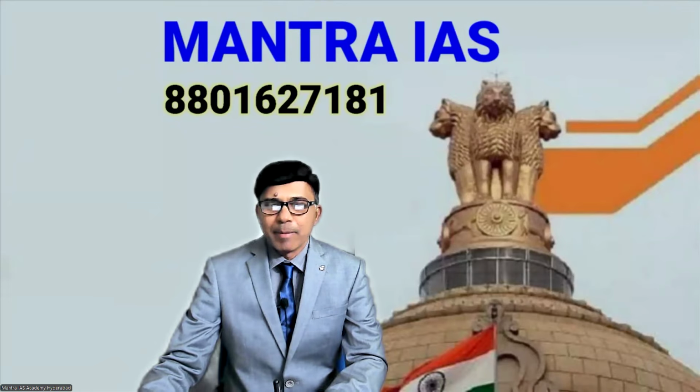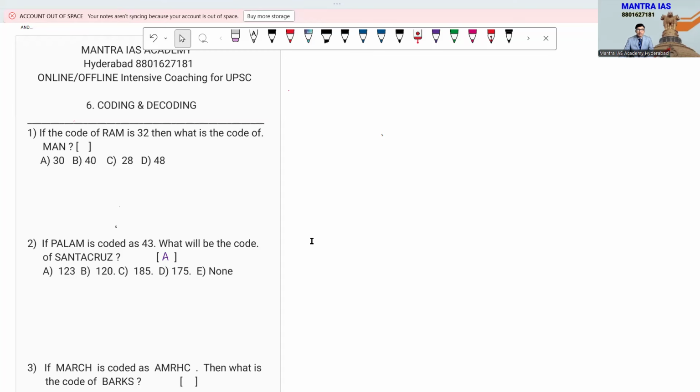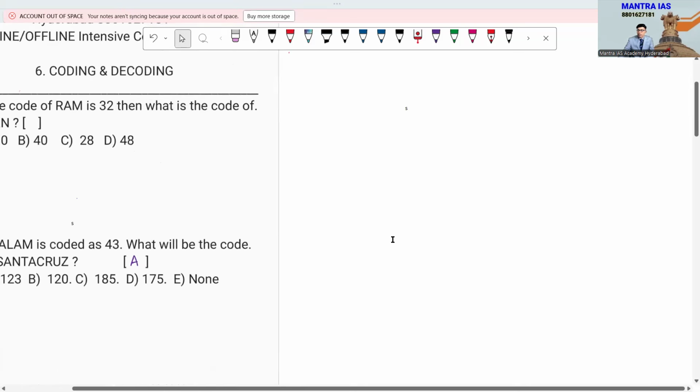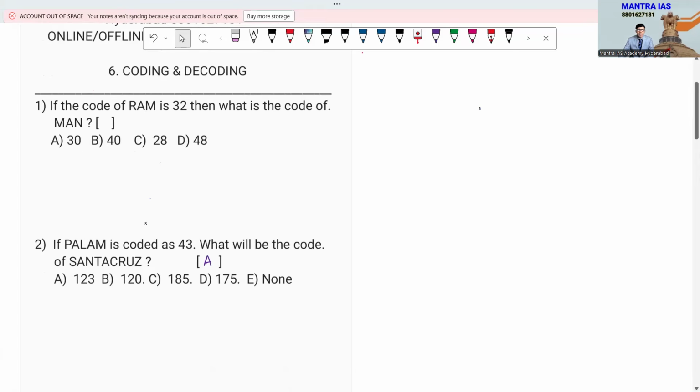I will explain the basic, fundamental points of how to solve coding and decoding problems. This is the topic of today. It is a very interesting and important topic, friends. In every exam you will definitely get a minimum of 3, 4, or 5 of these questions, depending on the examination.